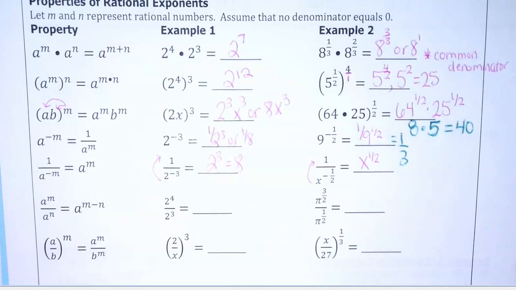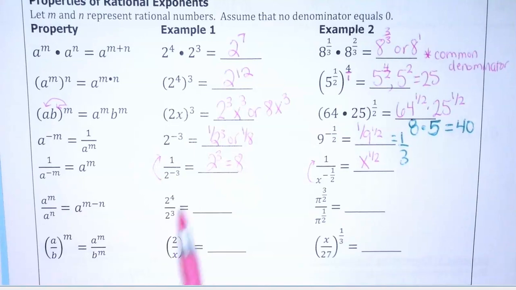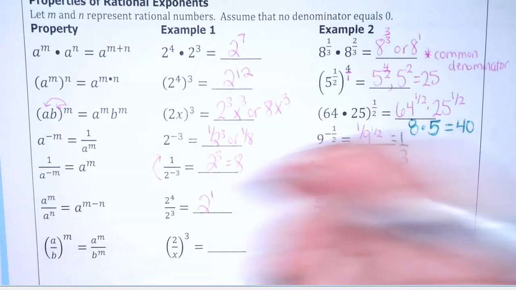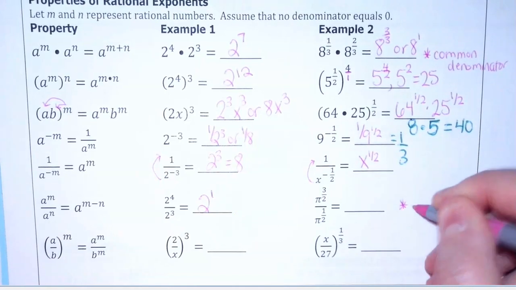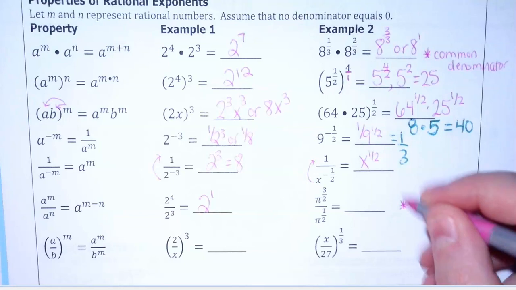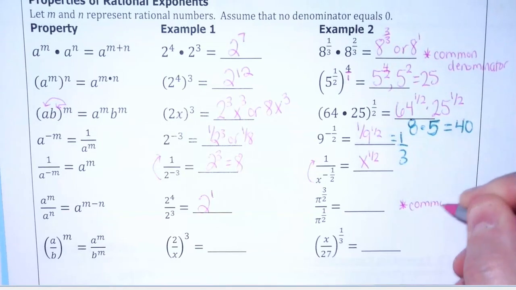If you are dividing like bases, you subtract the exponents. And so here I would just do 4 minus 3. This would be 2 to the 1st, or just a 2. Again, if you are adding or subtracting fractions, which we're going to do with these rational exponents, you do need a common denominator.